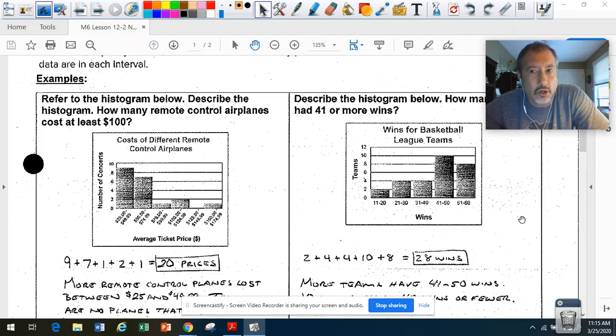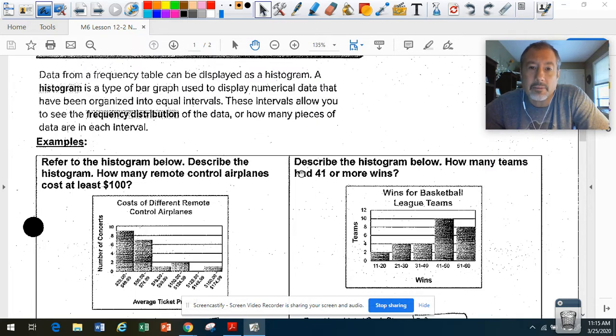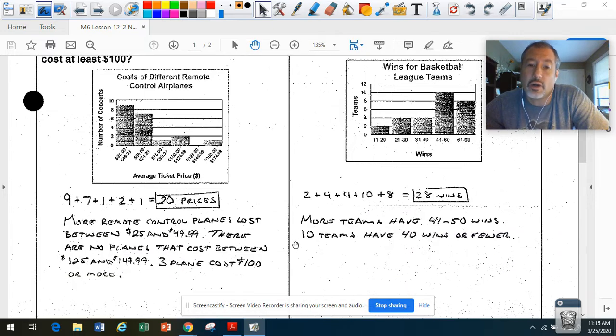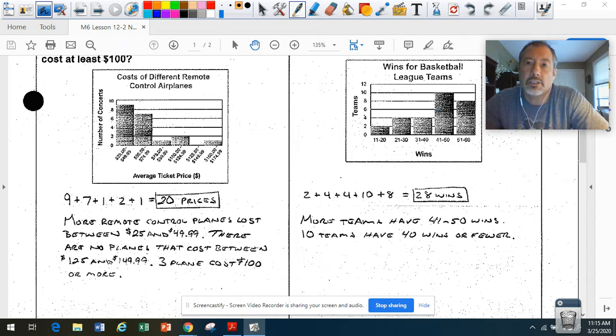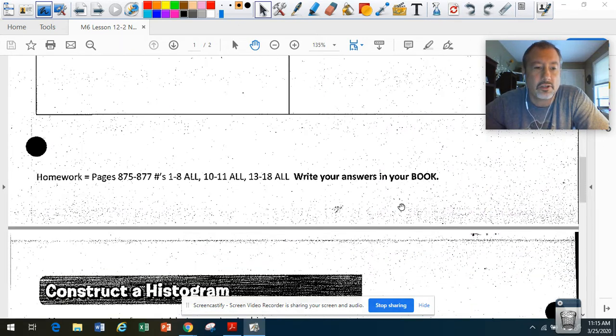So if we answer our question here, how many teams had 41 or more wins? We take our 28 minus our 10, which gives us, to answer our question, 18. So 18 teams had 41 or more wins. Okay, let's move down here and let's look at constructing one of these histograms.